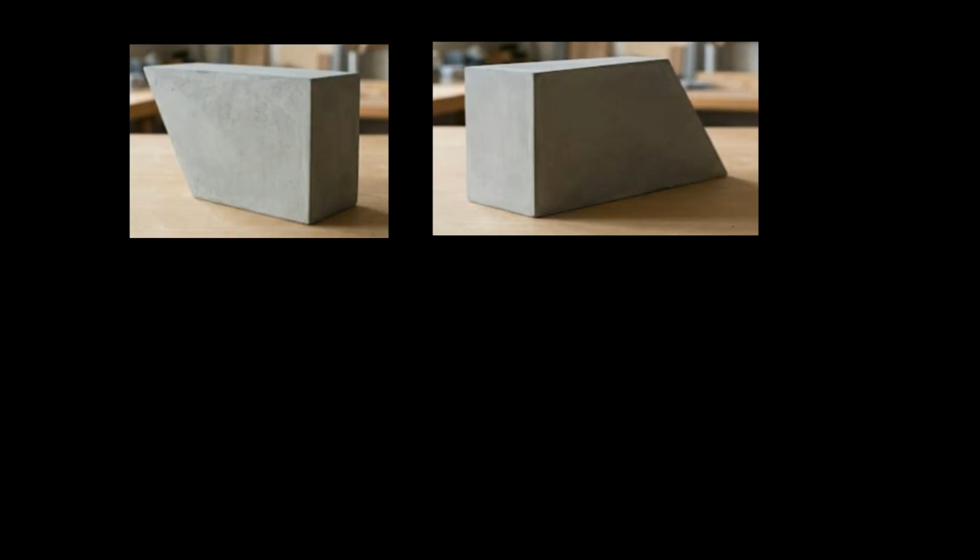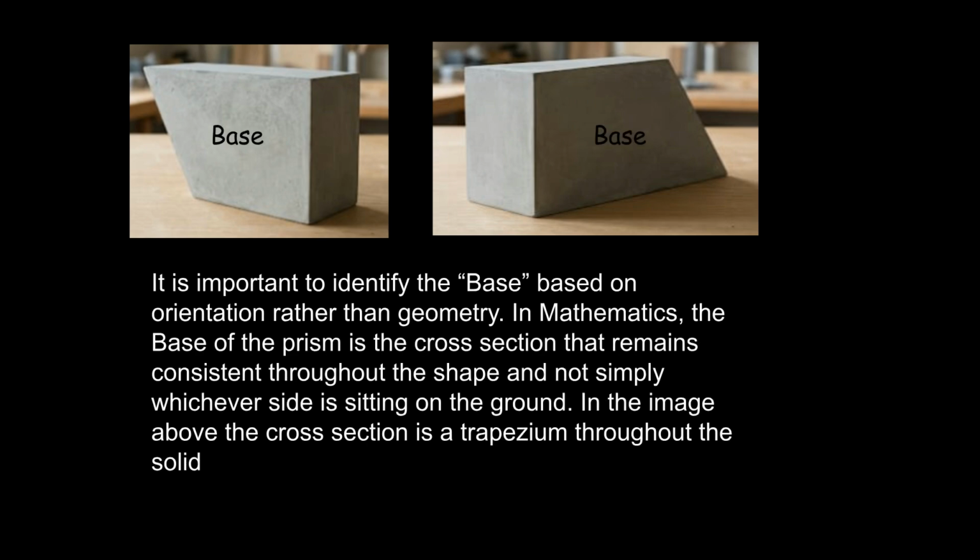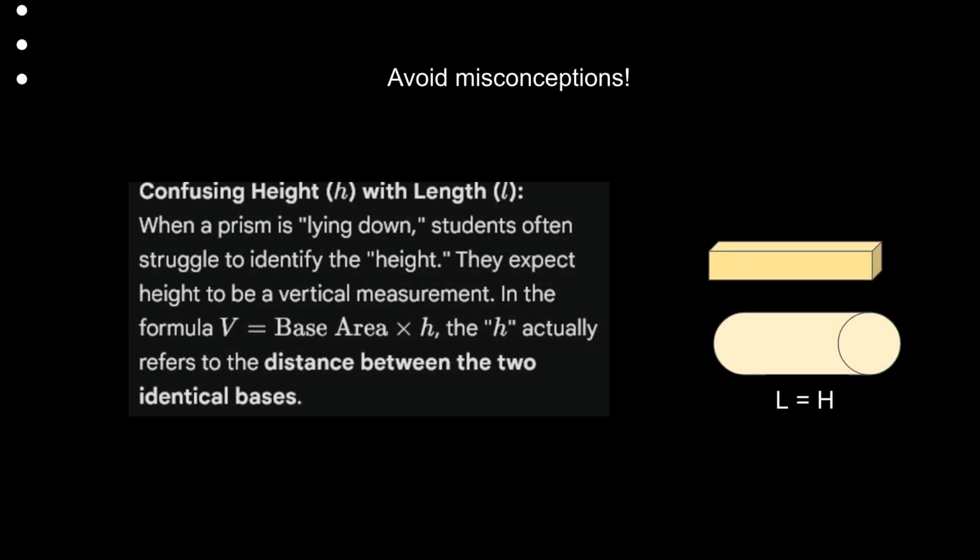Here is an image showing the trapezoidal prism. The base is the cross-section that remains consistent throughout the shape. Avoid misconceptions. The base of the prism is the consistent cross-section, not just the side resting on the ground. The height is the distance between the two identical bases.